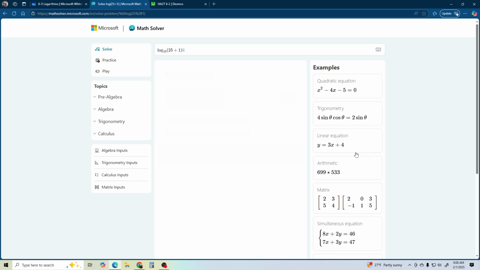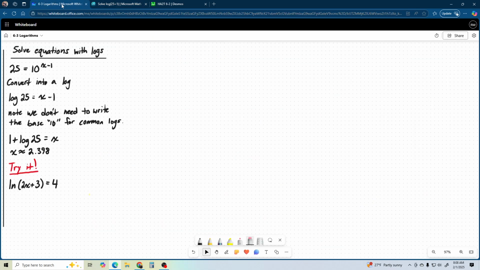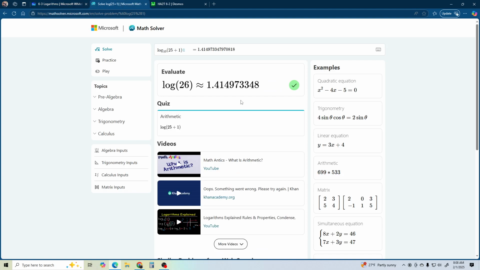Hit the send button, I guess. Okay, 1.41. What did it do? Okay, hold on. Oh, it's doing the log of 25 plus 1. Okay, my bad. I see the issue.